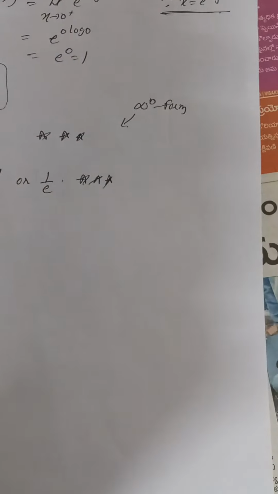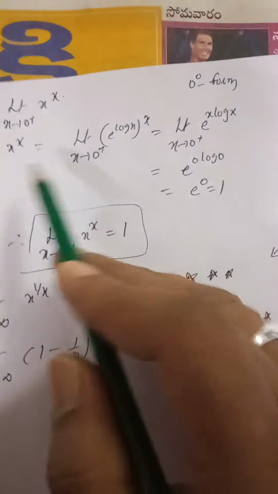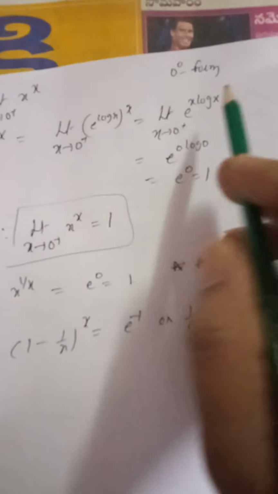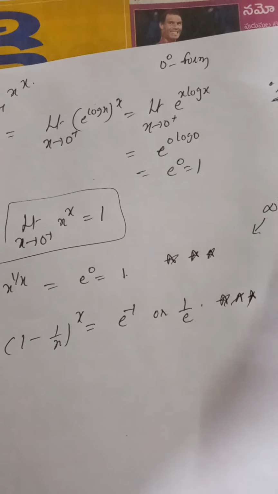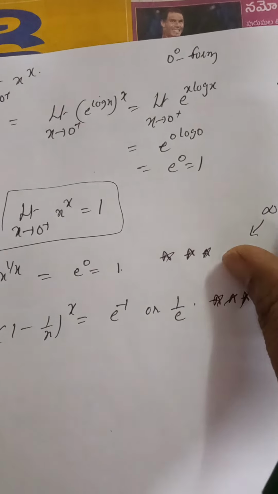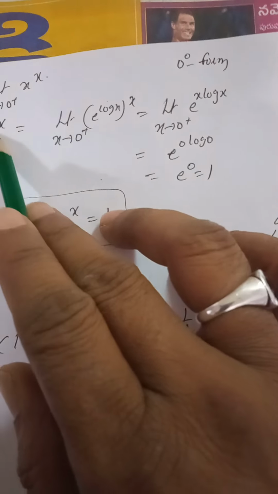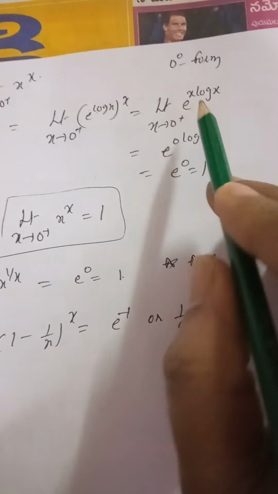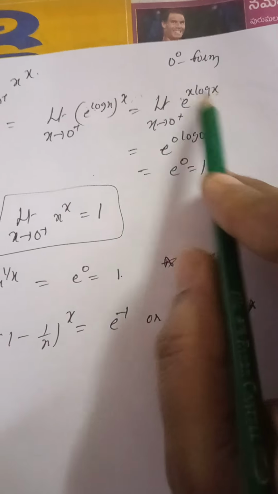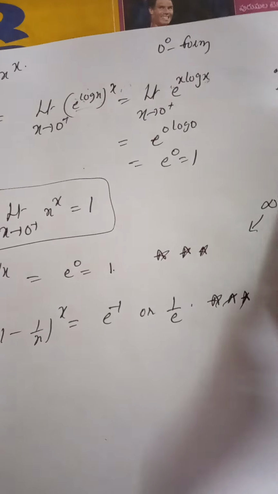Next one, limit x to the power of x as x extends to 0. Now again, here we have to remember this formula. x is equal to e to the log x. I am replacing that one. Here in the base I am writing e power log x, whole power x. That is multiplying, no? e power x log x. Only at the base I am substituting the e log x value. See here.